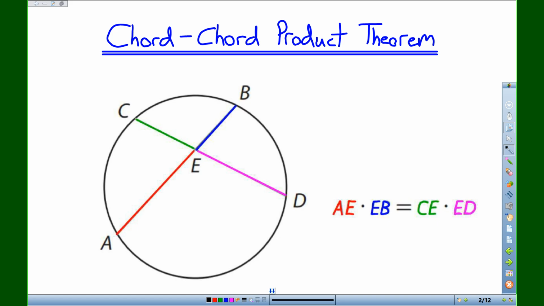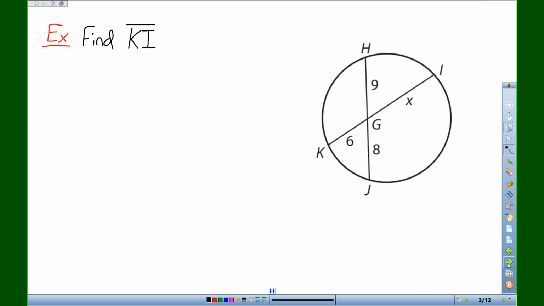Obviously the chord product theorem is when we have two chords crossing in our circle, and what we get is this little formula. You can see what we're doing is multiplying the two parts of one chord, and setting that equal to multiplying the two parts of another chord. What we're able to do is find the missing parts of these chords by solving the equation. So it's a pretty simple formula. Let's try it out. Go ahead and copy this circle. We'll do this one together.